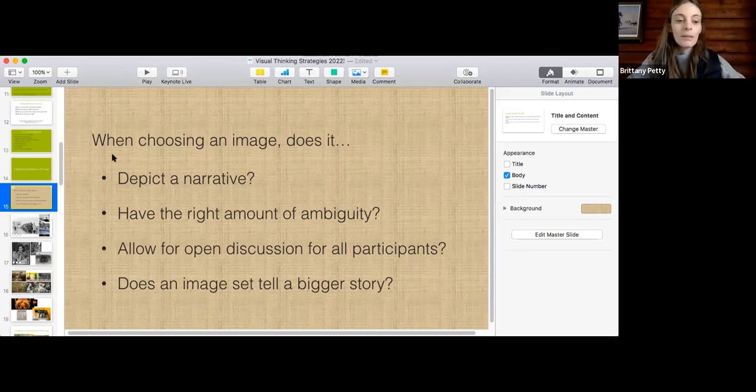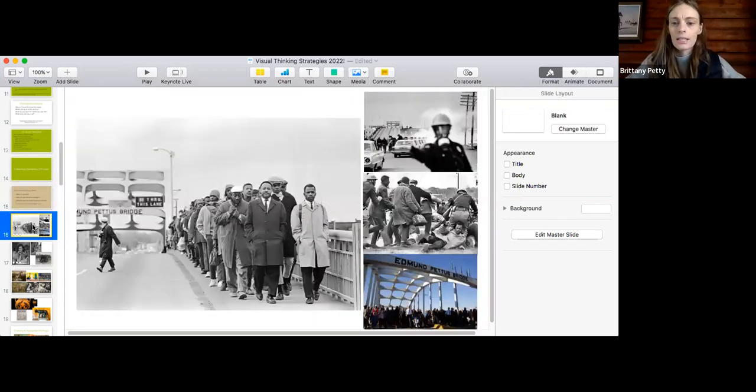So don't feel limited to just one image. For instance, this is an example of an image set. If you just showed the first image, imagine the other three aren't there. That tells a slightly different story than if you add the second, the third, and the fourth, which is a more contemporary image that they might recognize. If you just showed any one of these images, it's fine, but you can see how an image set would be even more impactful.